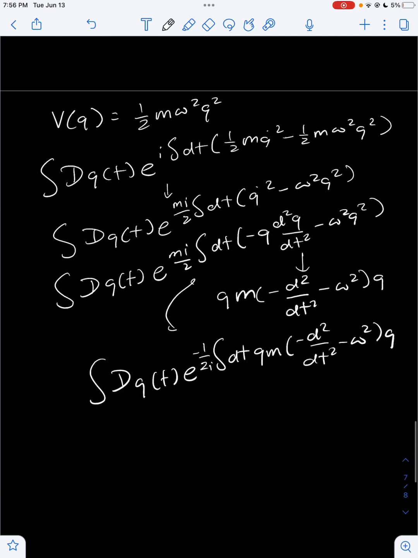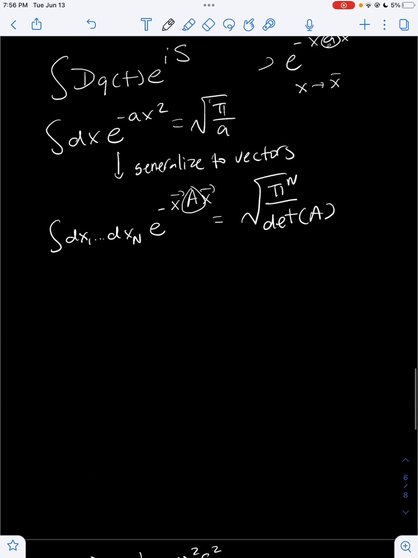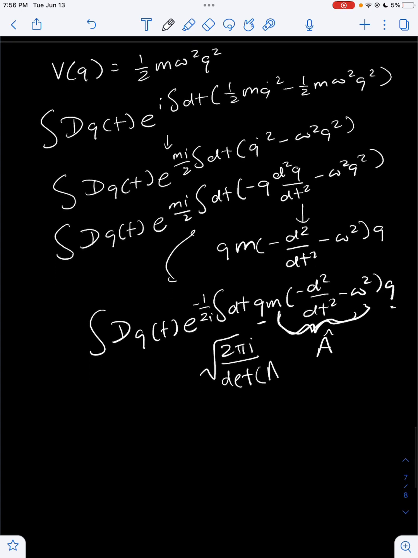It means that this answer is going to be the square root of 2 pi i over the determinant of, well, what's our matrix here? Well, in this case, A was sandwiched between x and x. So here we have this sandwiched between q and q. So this over here is going to be our operator A. So the determinant of A, that's our answer. We're pretty much done, but not really, because you have to figure out what the determinant of A is going to be.